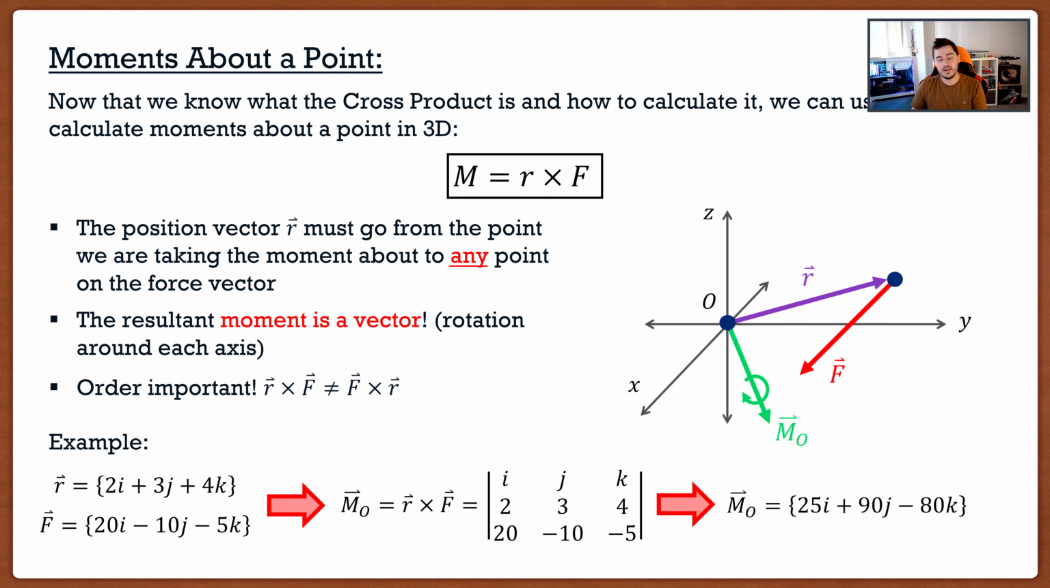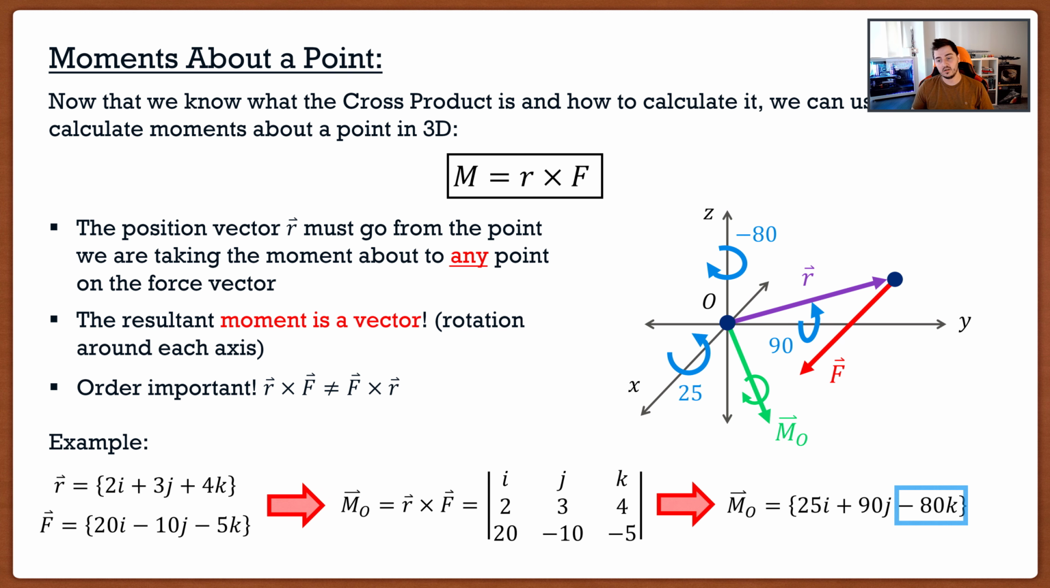Now this goes back to what I'm saying: why is this moment a vector? What are these three components? Well, each one of these components is the moment about that specific axis. So this 25i means that the moment around the x-axis is 25. For the y-axis, it's going to be the 90j. And for the z-axis, of course, it's going to be that negative 80.